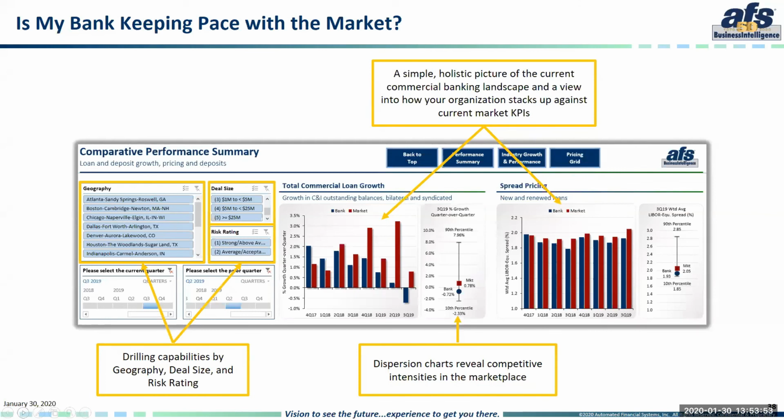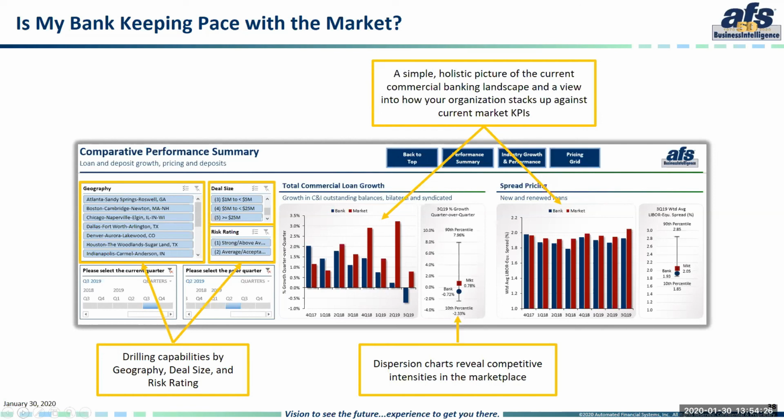So in terms of its design, the BI dashboard is organized around 3 core report templates. The first is a bank versus market comparison, featuring commercial loan growth, spread pricing, and deposit information. So on the left here, we have a handful of what we call slicers that allow you to drill into specific geographic areas, deal sizes, and risk ratings. For those on the call that use our existing pricing dashboard, these slicers are very similar to our dimension controller. Then on the right, we have a couple of dynamic visuals that respond to your selections.